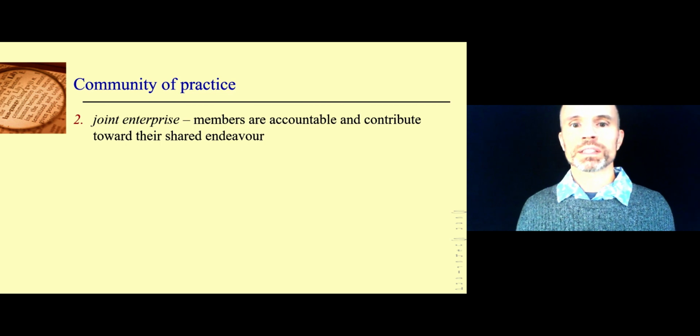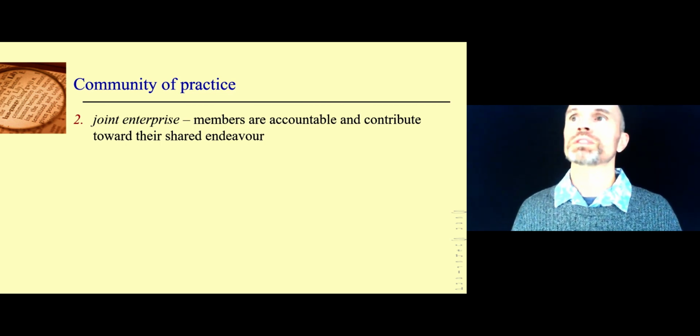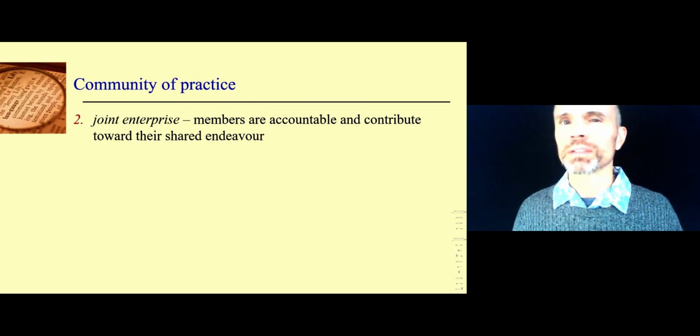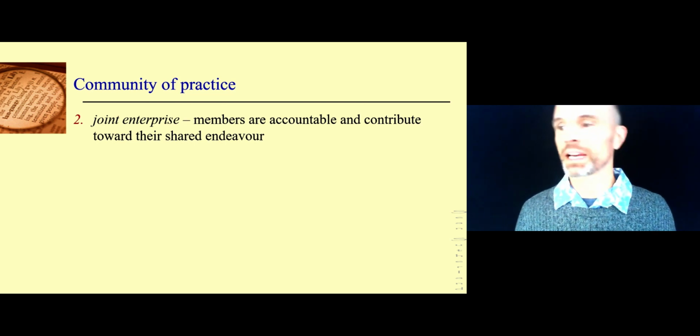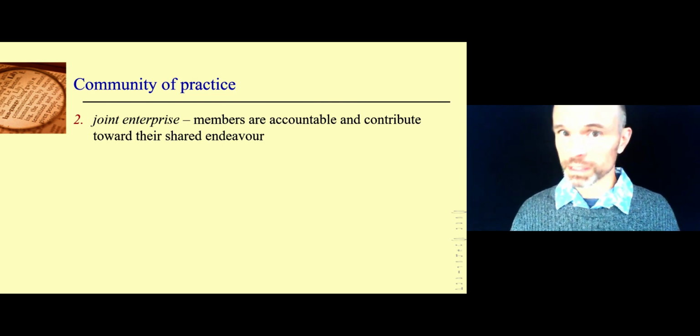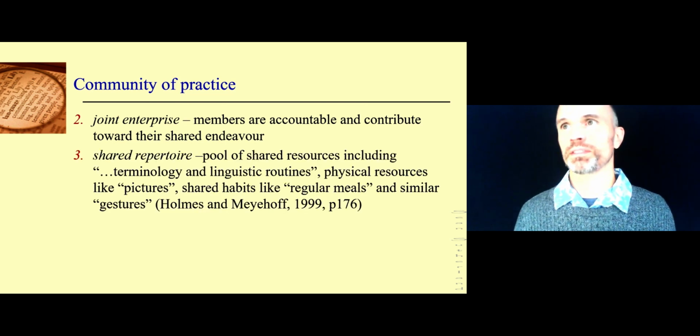Joint enterprise: it's people who are trying to do something together, right? And so that's a key element. It's not just people who spend time together, but this idea that they're doing something together, learning together, working together, trying to create something together. We'll see some examples in a minute. These are just the theoretical underpinnings of the phrase community of practice.